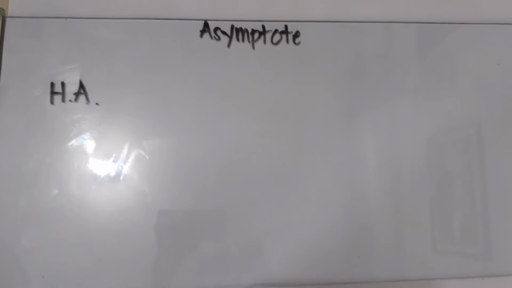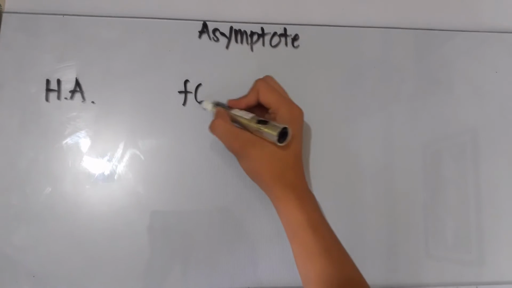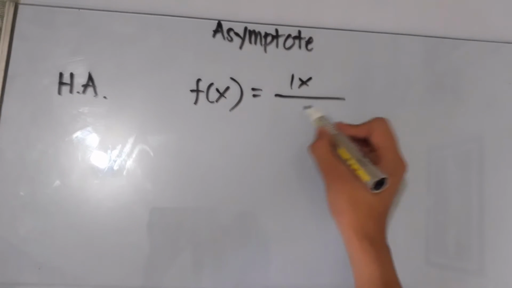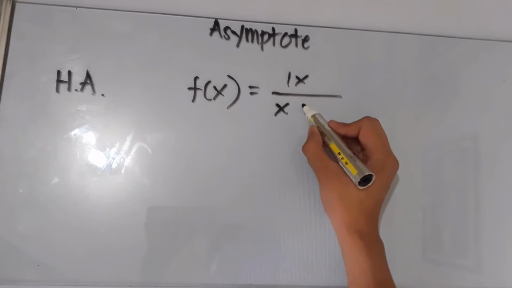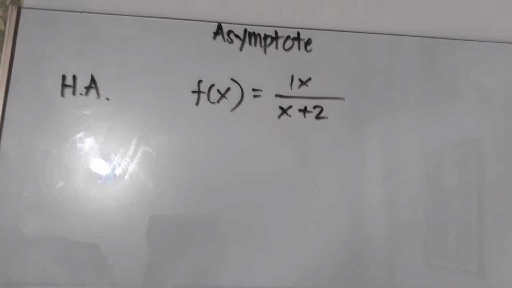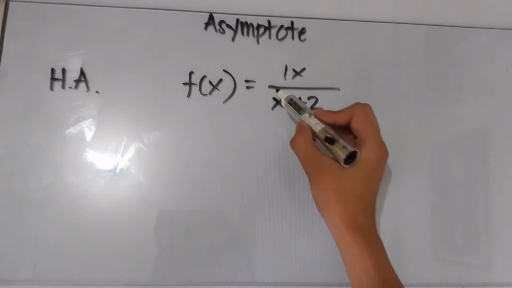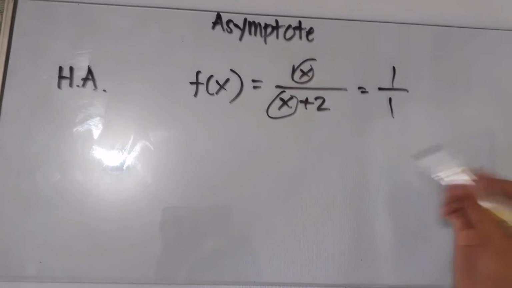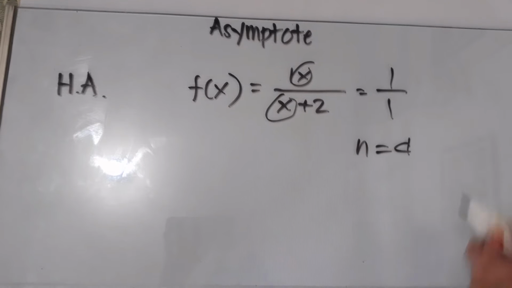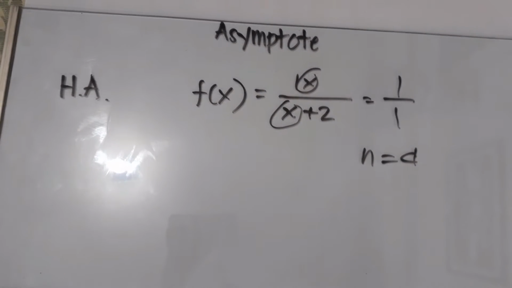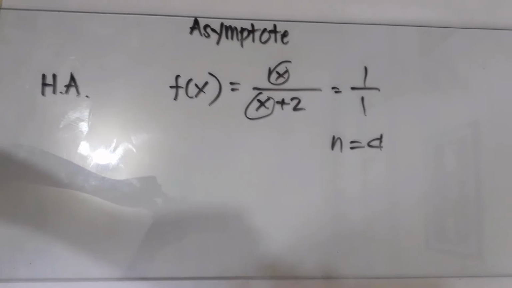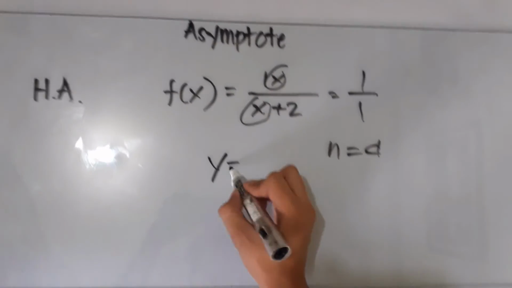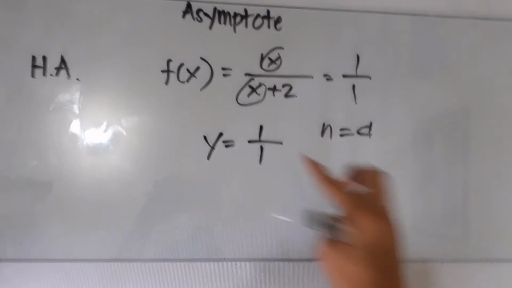Now, in some cases, something like this happens. If we compare the degrees, we both have 1 over 1, where the numerator is equal to the denominator. So what will happen? Then, our y will be equal to 1 over 1.